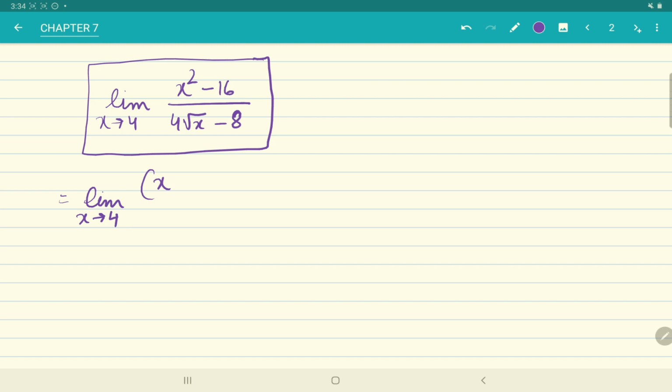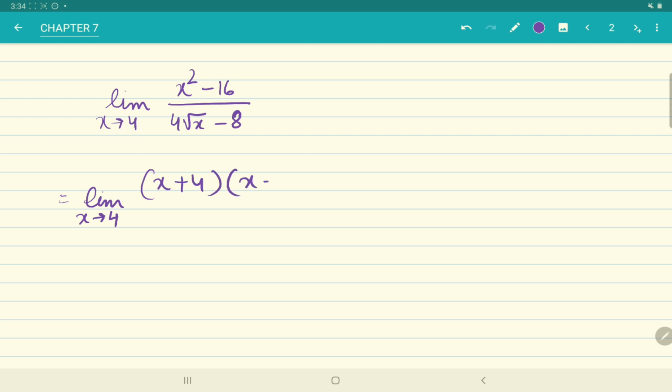This limit is also an indeterminate form of type 0 by 0, precisely because here I see that x squared minus 16, this f of x tends to 0 as x tends to 4, and if I take g of x to be 4 root x minus 8, even in this case I see that 4 root x minus 8 tends to 0 as x tends to 4. So clearly this limit is an indeterminate form of type 0 by 0. But earlier the way we solved this is this.